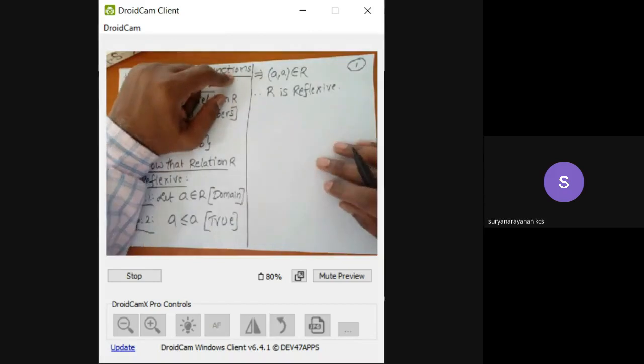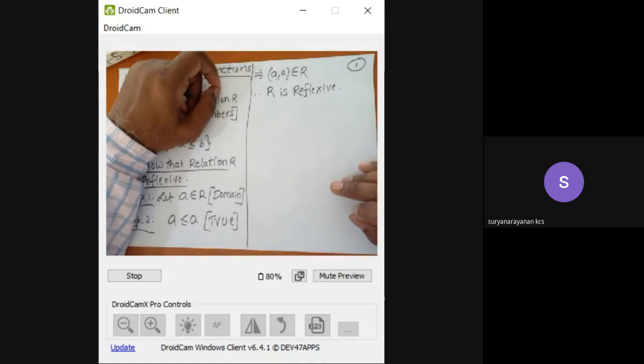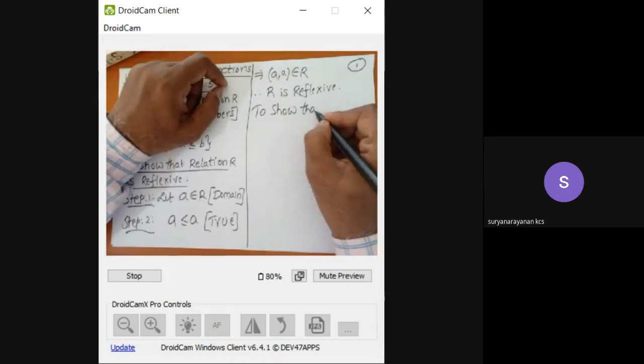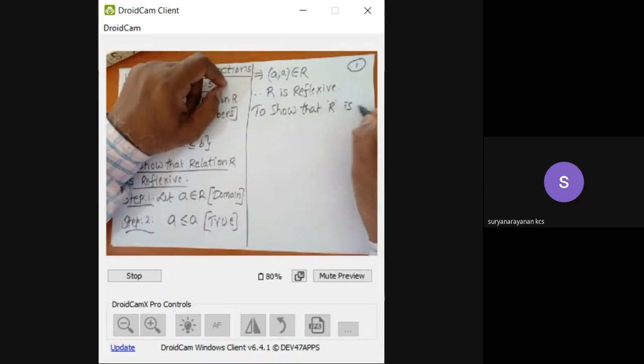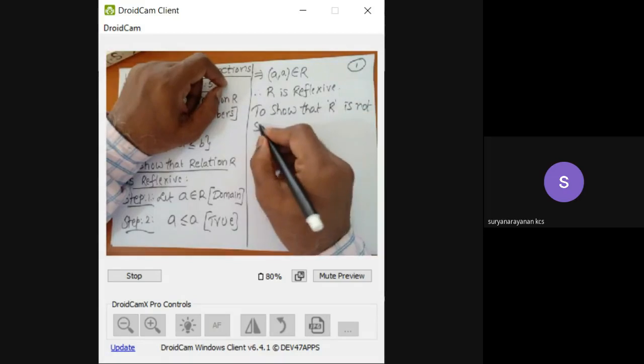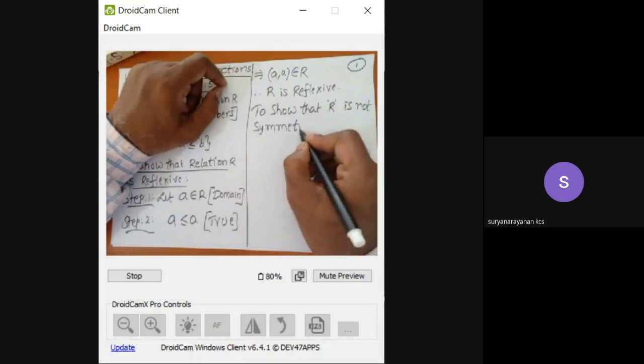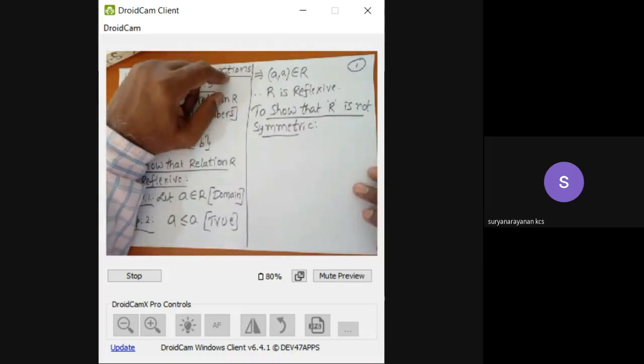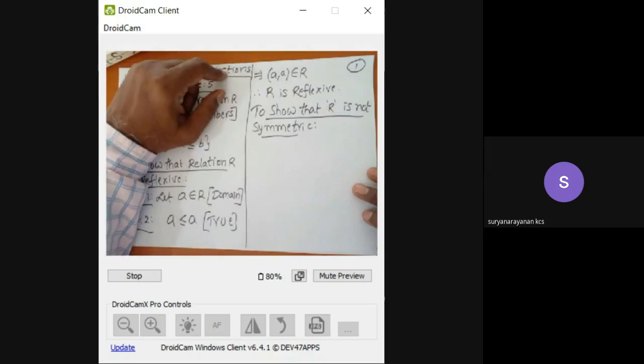So the first part is over. Now the second part. What is the second one? Symmetric. Let us show that R is not symmetric. To show that relation R is not symmetric, it is enough to give a counter example.